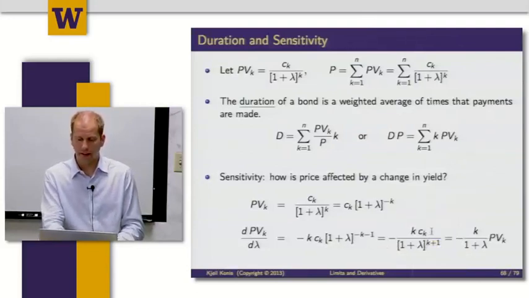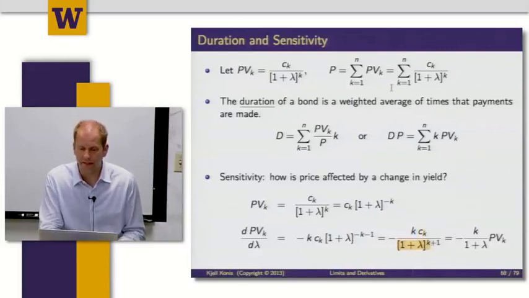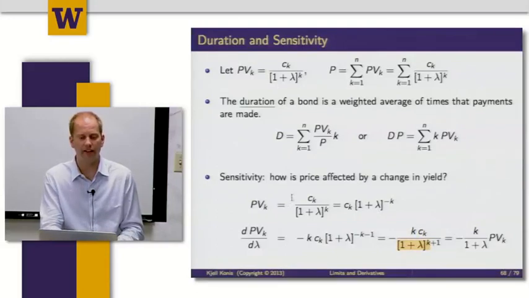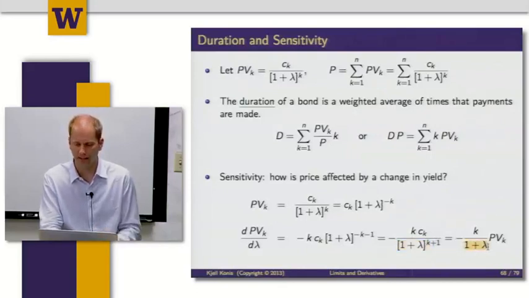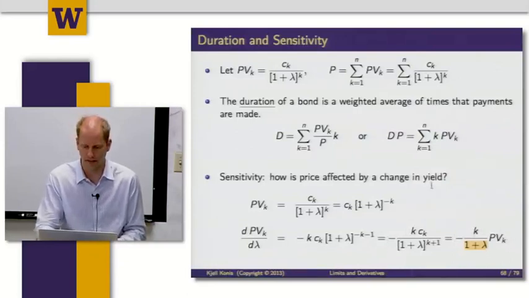And now if you look carefully at this, we have c sub k divided by 1 plus lambda to the k. But that was just, where is it? Right here, our definition of PVK. And then I have this plus 1 down here, which gives me 1 extra 1 plus lambda in the denominator, and I have a minus k in the numerator. So I end up with minus k over 1 plus lambda times the present value of the kth payment.